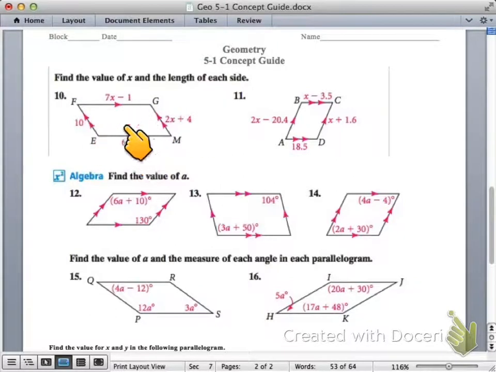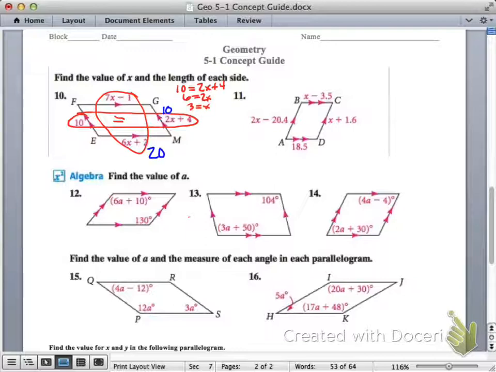We should know that we have a parallelogram because the opposite sides are parallel. So what has to be true about these expressions? These opposite sides have to be congruent, so we can set up an equation. I chose to do 10 is equal to 2x plus 4. You could have chosen 7x minus 1 equals 6x plus 2 just as easily.